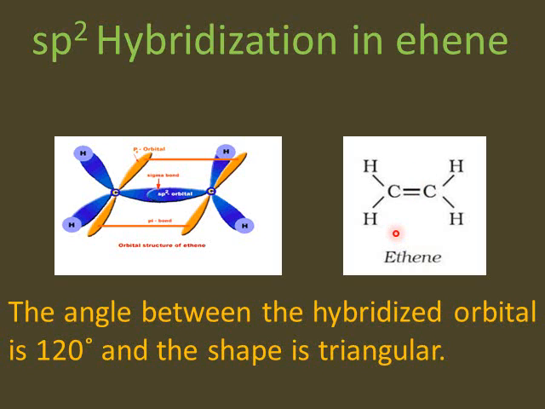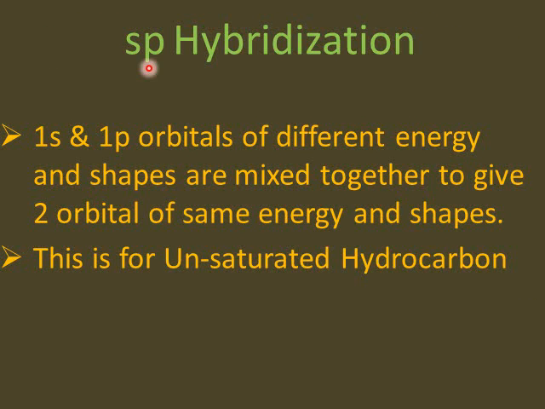Now the angle between the hybridized orbitals is 120 degrees and the shape is triangular. Now sp hybridization. In sp hybridization, 1s and 1p are involved. As the name indicates, 1s and 1p orbitals of different energy and shapes. Definitely s is spherical and p is dumbbell shaped. But when they both mix together, they will give two new orbitals of same energy and same shapes. So this will also be an unsaturated bonding. Unsaturation will take place in it.